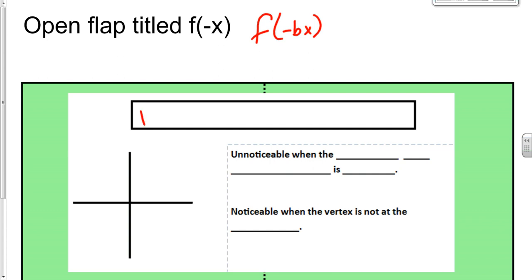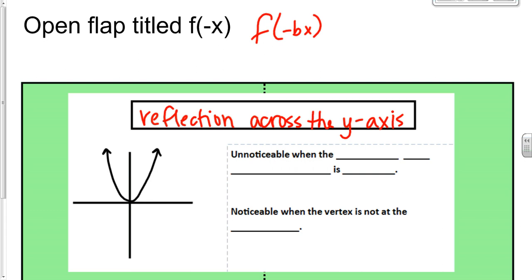The reason why is this is still a reflection, but it's across the y-axis, okay? When it's across the y, let's think about what happens. If here's my parent function, and I'm going to reflect it across the y-axis, well, it's still going to be in the exact same location, right? So it is unnoticeable when the axis of symmetry is 0, okay?